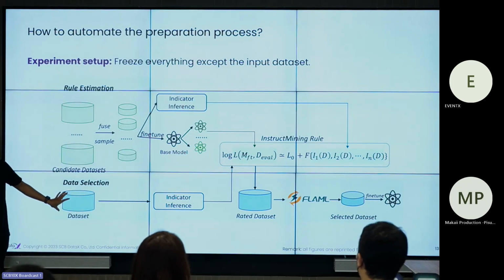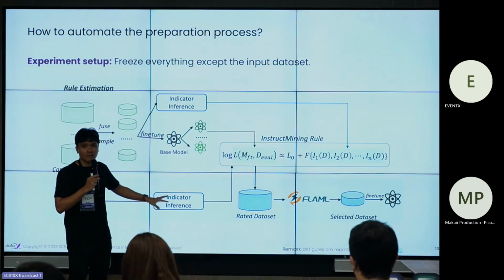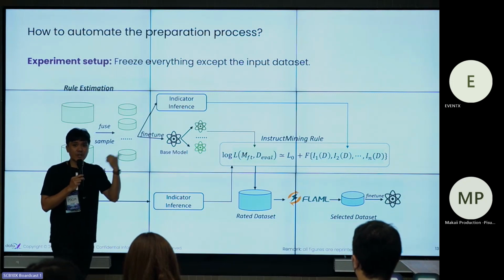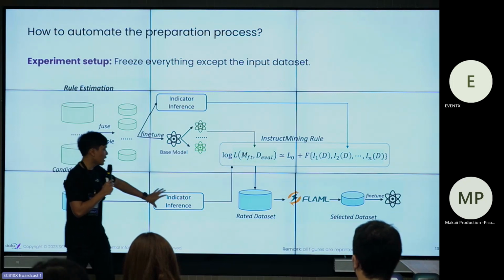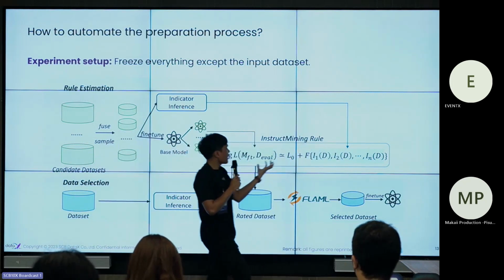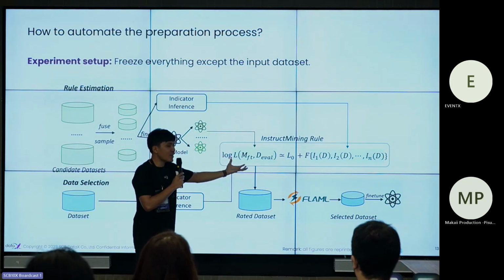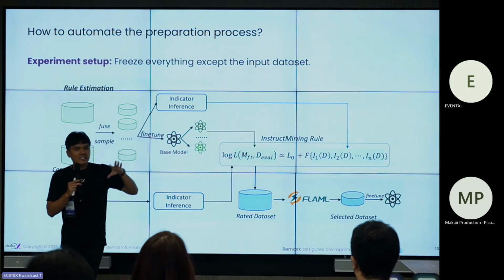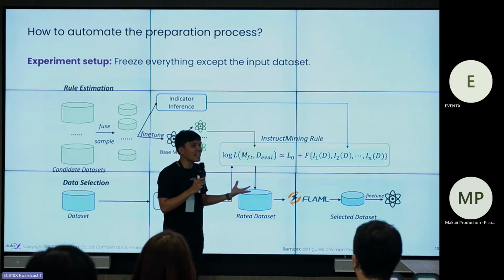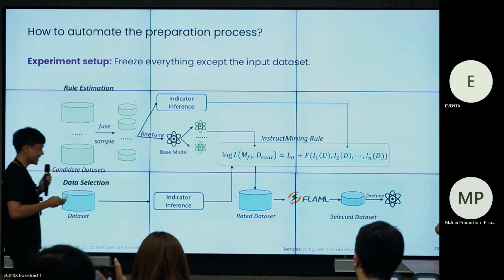For example, we have this new data set here. We just calculate the indicators, for example the perplexity, the reward score, or whatever we calculate here, and then feed them into the model to get the expected loss from the fine-tuning process. And once we have that, we can set some threshold to define whether that data set is a high quality data set or not.